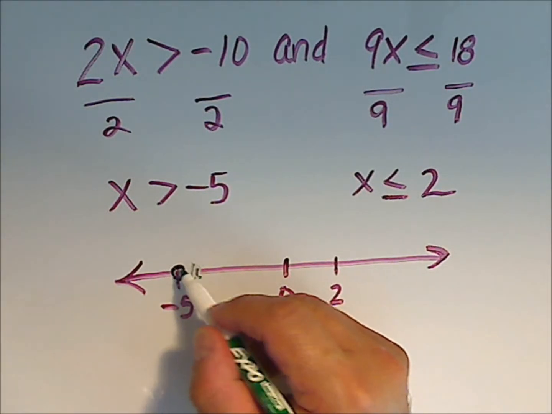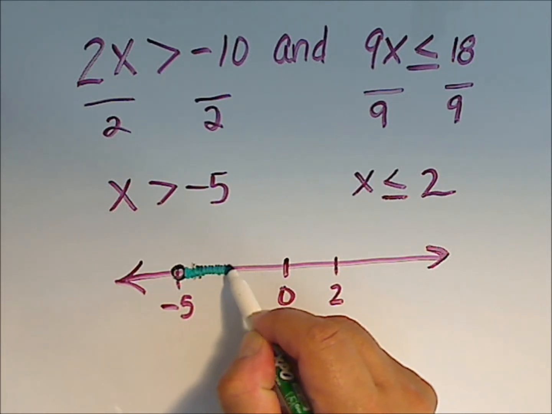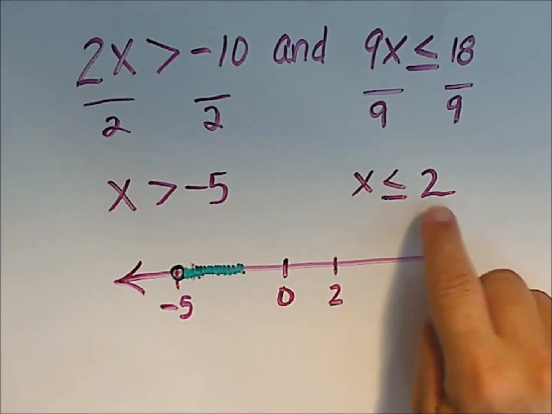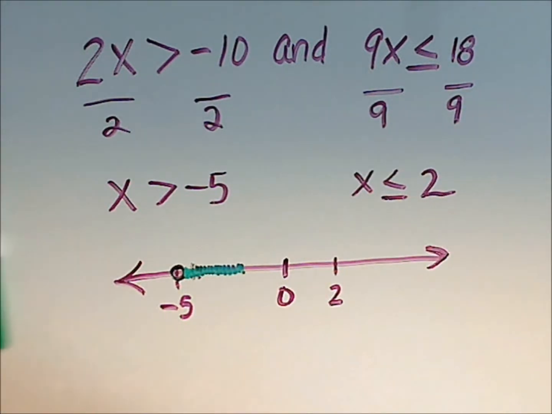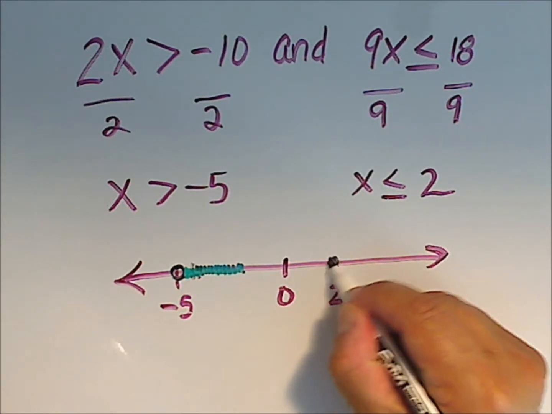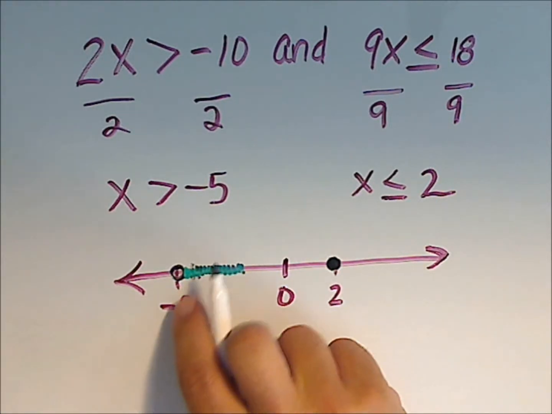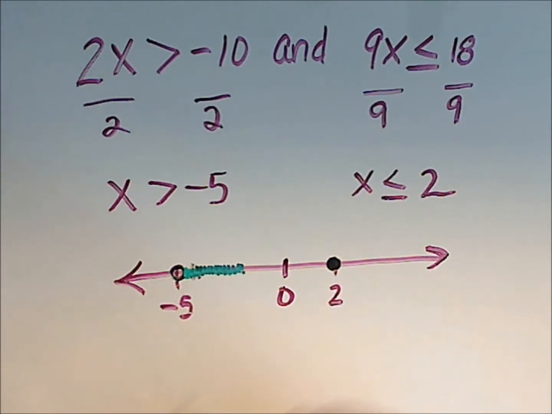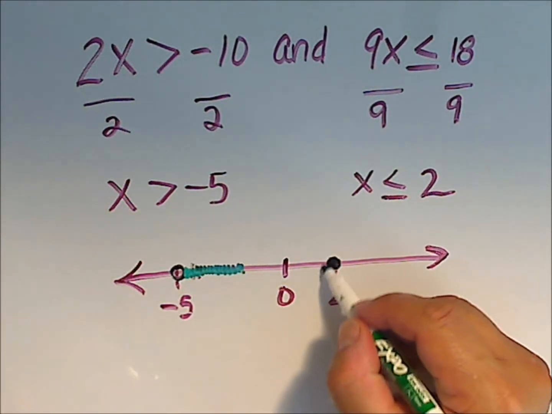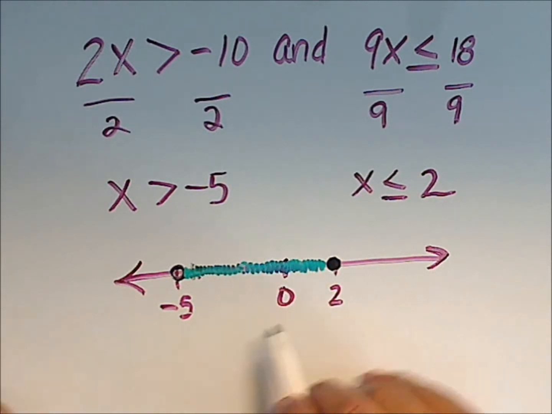So I'm going to be shading over to this way. At the same time, x has to be less than or equal to 2. When it's an "or equal to," we use a solid dot, meaning that this answer is included. Negative 5 is not part of the solution, 2 is. And we need something less than 2, and less than goes to the left. And that's how our graph will look.